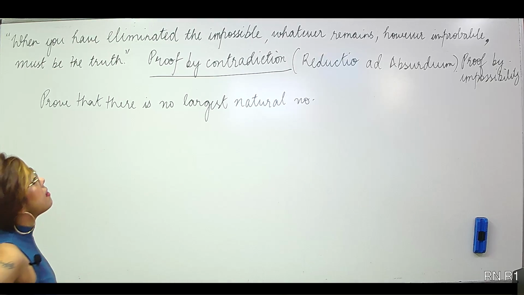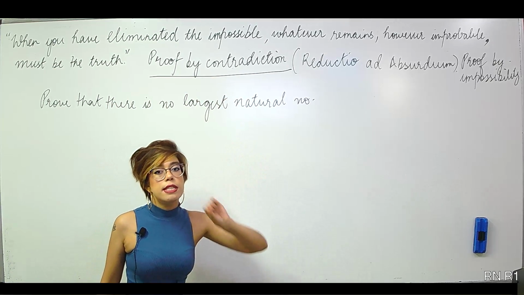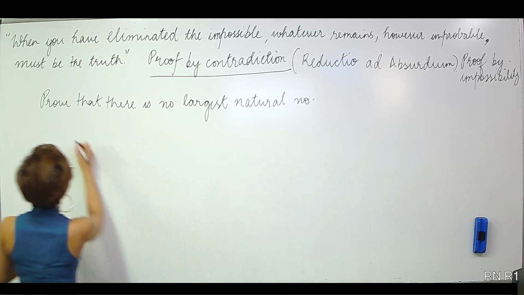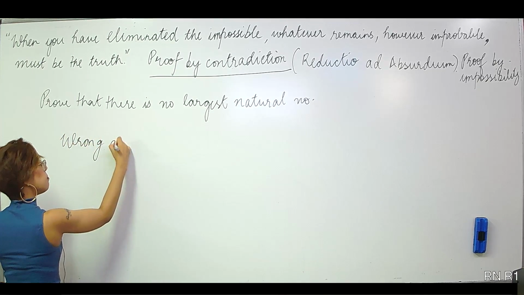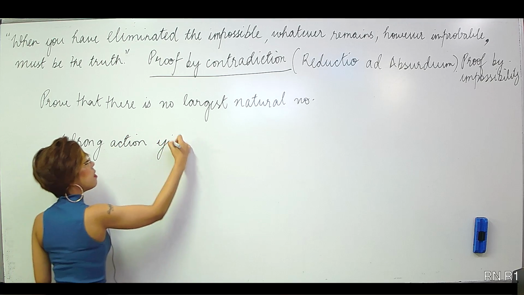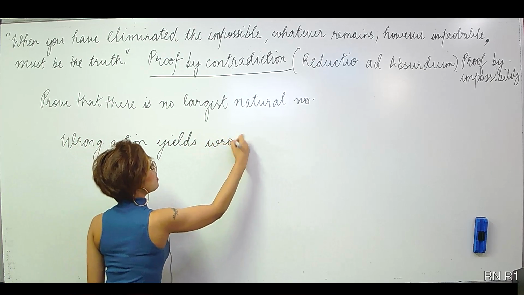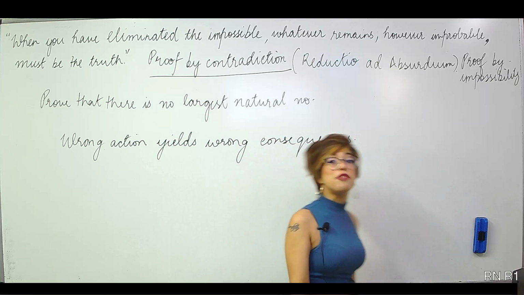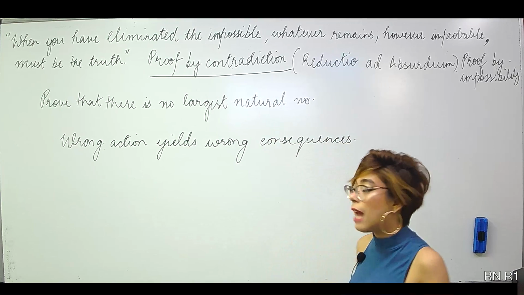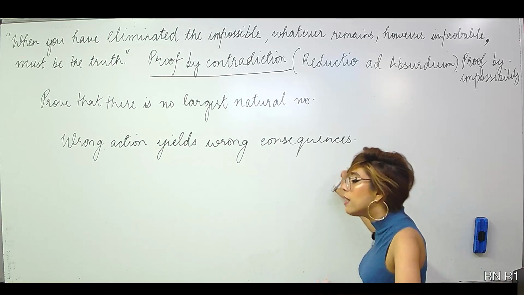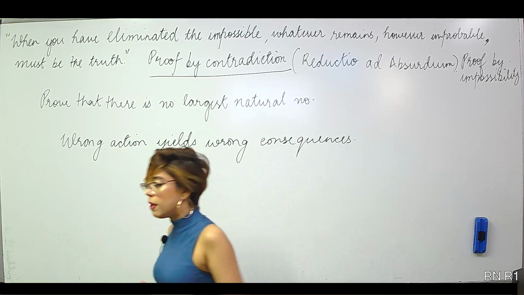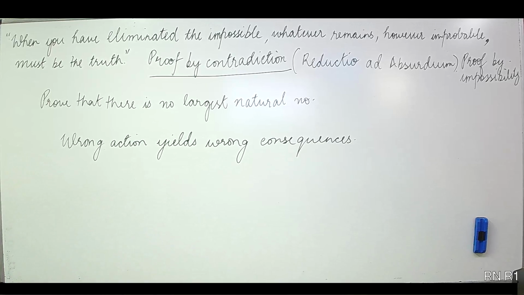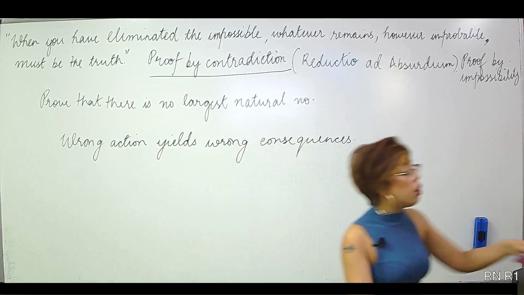Right? In order to better understand this method, I'll start with a very simple statement, which is wrong action yields wrong consequences. Very simple, and I think most of us would agree. Obviously, there would be some who would disagree with that, but let's just bear with it, right? Let's just understand, and we think that it is absolutely true. Read the statement. He says wrong action yields wrong consequences.